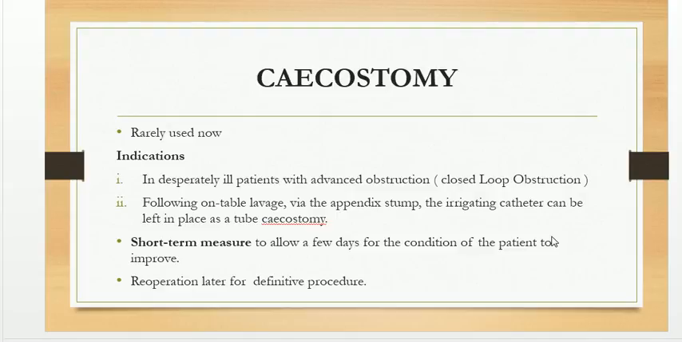We are talking about the on-table lavage of the colon, which we do on the table to clean the large gut. A Foley's catheter is passed through the opening where we have done the appendicectomy, through the appendix stump at the base of the cecum, and we can wash the whole gut. So this is called a tube cecostomy, and then it is left there for some time and can be removed later on.